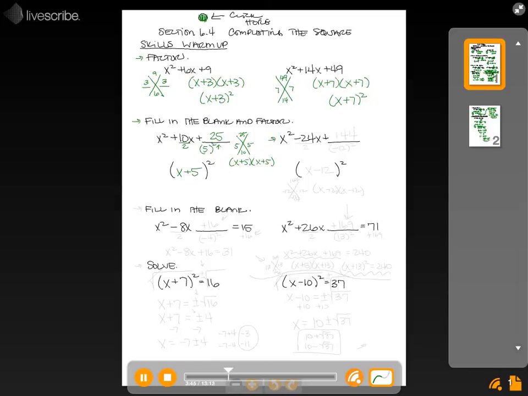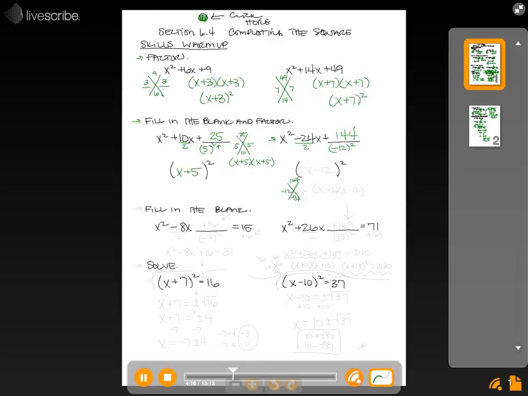We have x squared minus 24x, and then a blank, and we want to fill in that blank and rewrite it so it's a set of parentheses squared. Again, we divide this by 2, gives us negative 12. We square that, and we get 144. Now if I want to x factor this, put 144 on the top, negative 24 on the bottom.